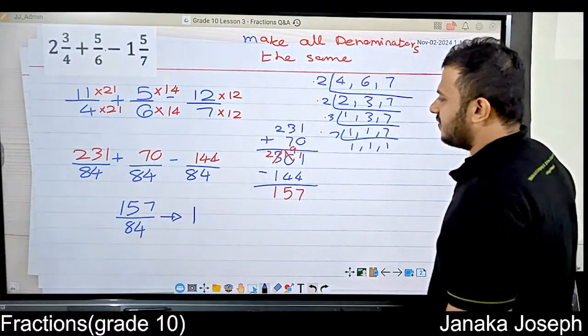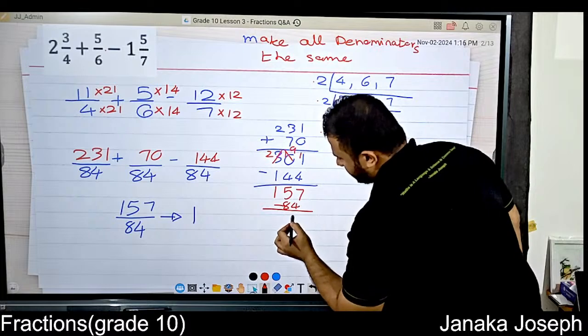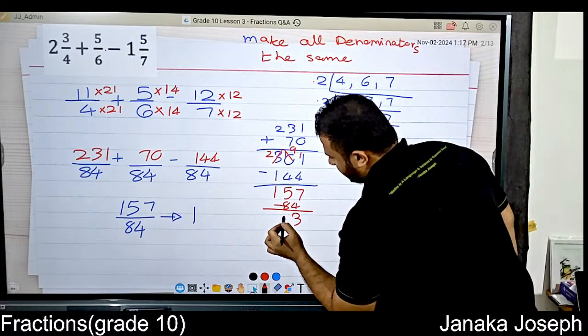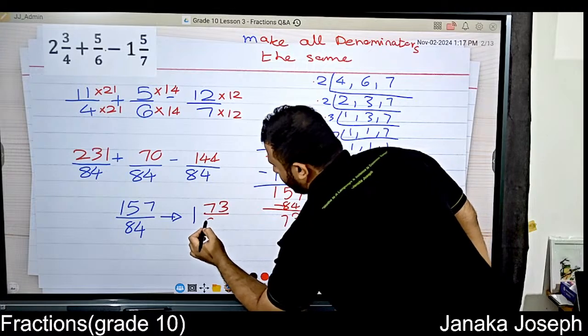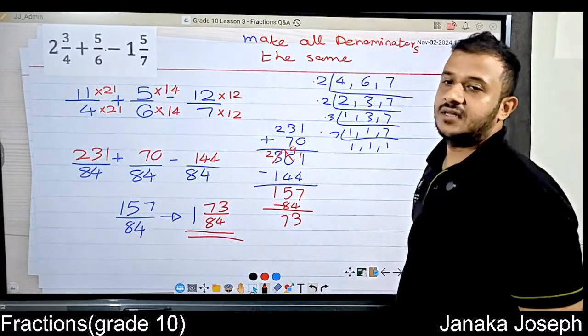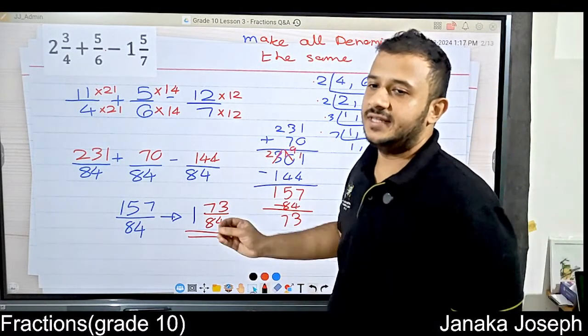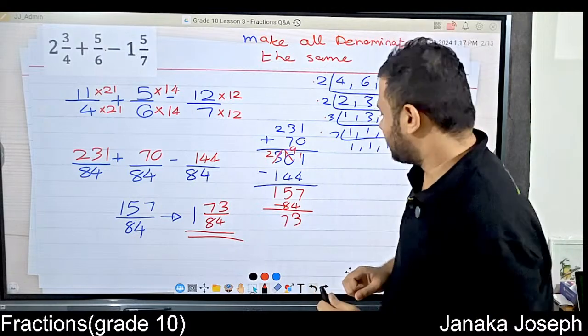Then how much is left out? So once you take an 84 out of here, how much is left? That's a 3 and a 7. 73 out of 84. So 1 and 73 over 84 is your final answer there. Yep, that's how we do this question.